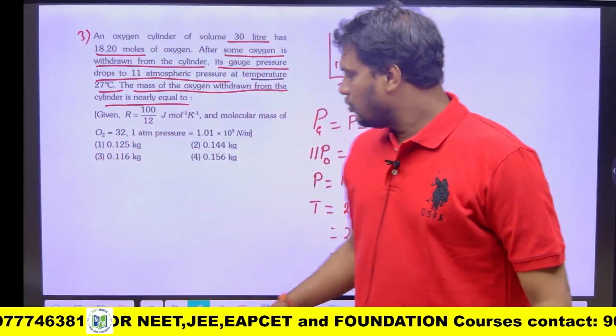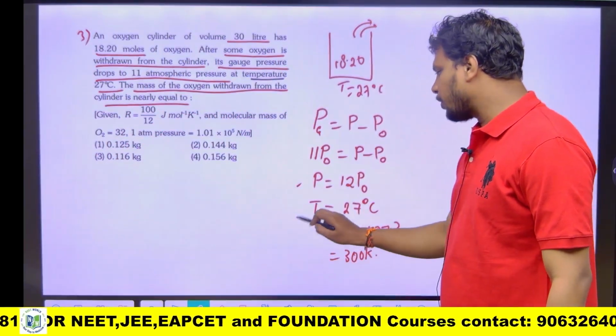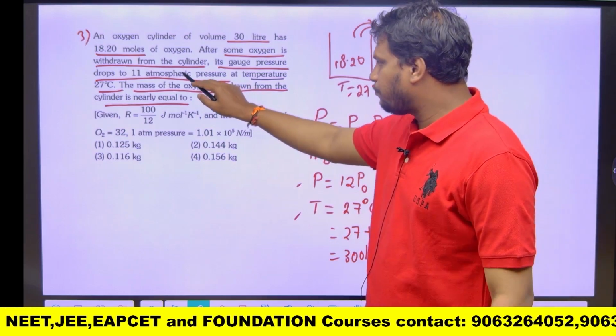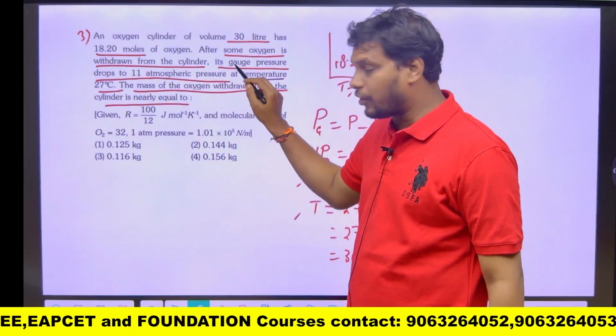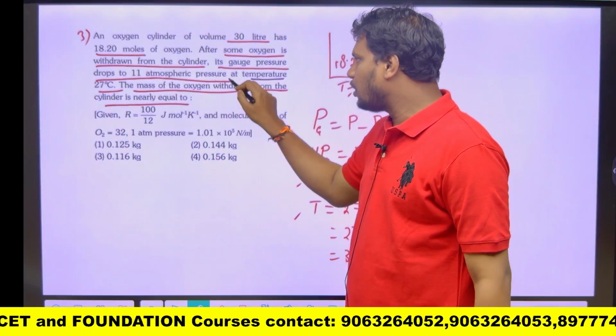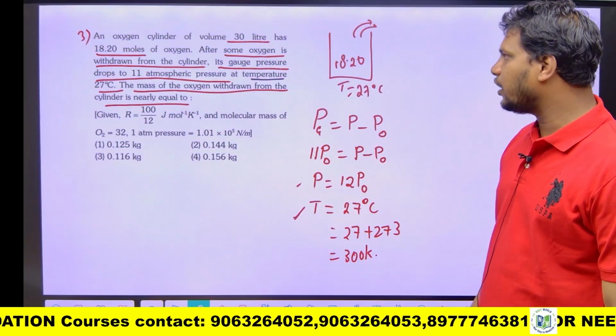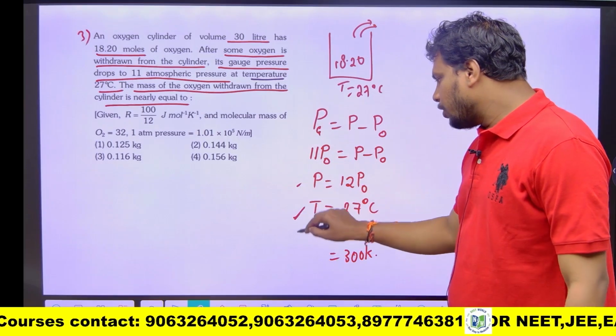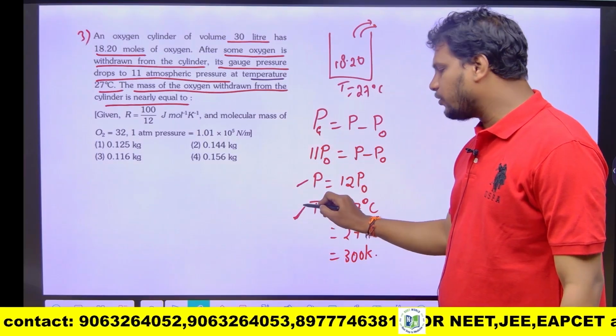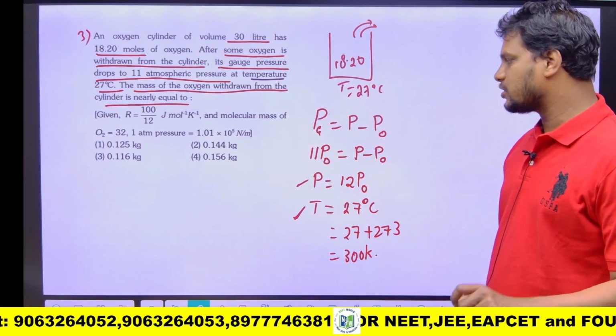So here, first at this pressure and at this temperature, because here the gauge pressure drops to 11 atmospheric pressure and at a temperature of 27 degrees centigrade, now we are going to calculate at this pressure, at this temperature, how many moles are present.